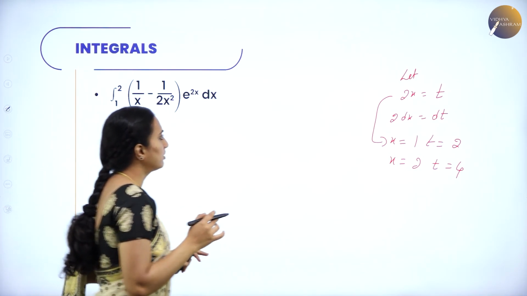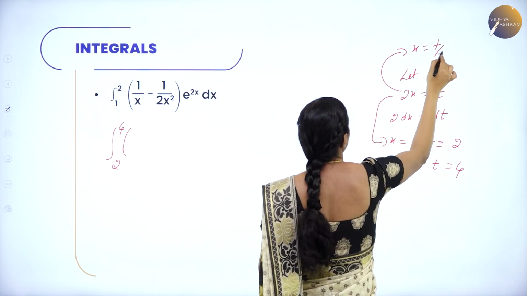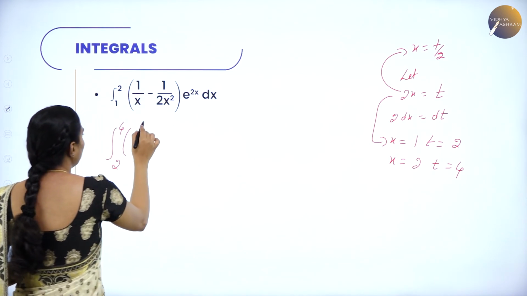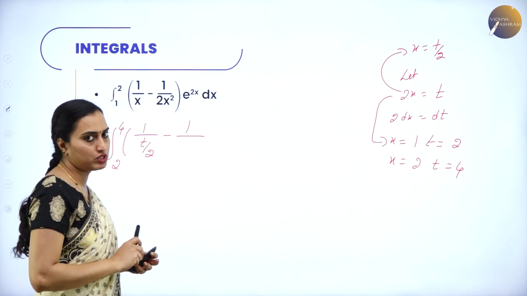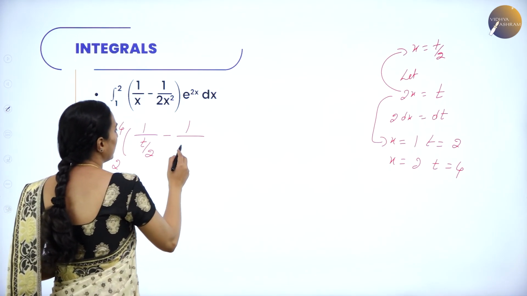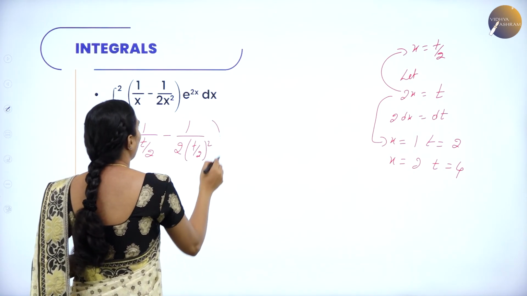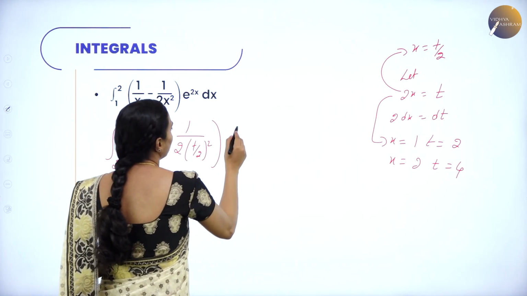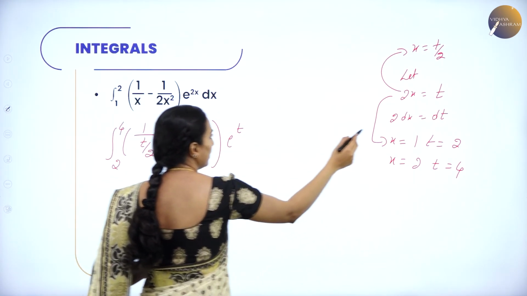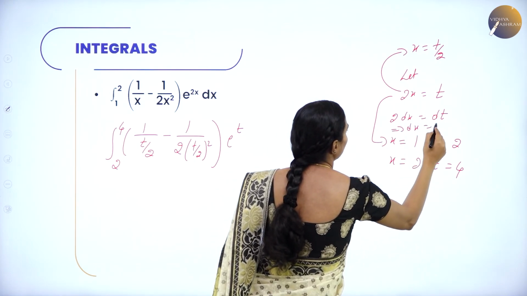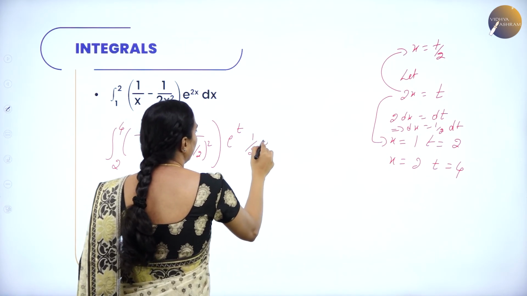So you have 2x is nothing but t. What is x then? So x will be equal to t by 2. Now you can substitute x is equal to 1 divided by t by 2, minus 1 divided by 2x squared, where x you substitute as t by 2 whole squared. Now e power t, because I have substituted 2x, and dx is equal to 1 by 2 into dt, right? So 1 by 2 into dt.